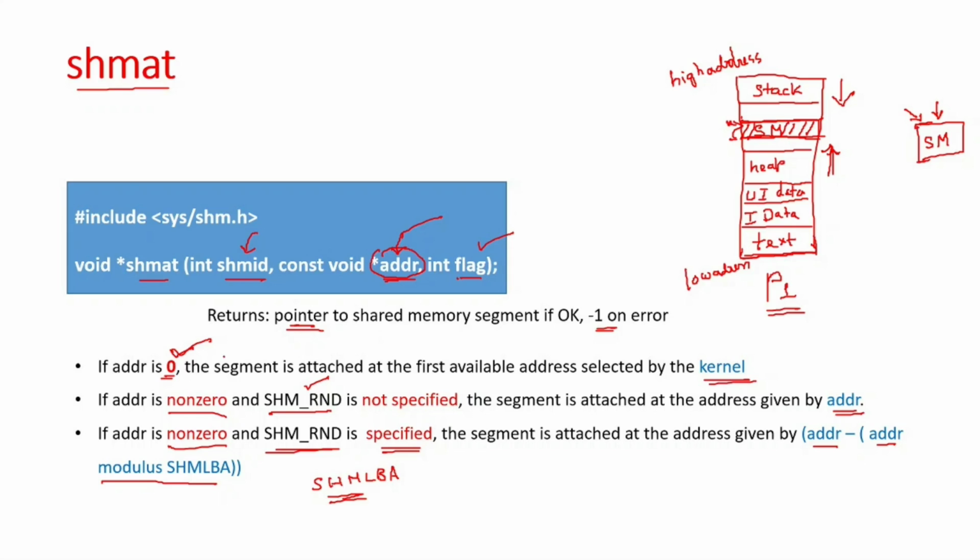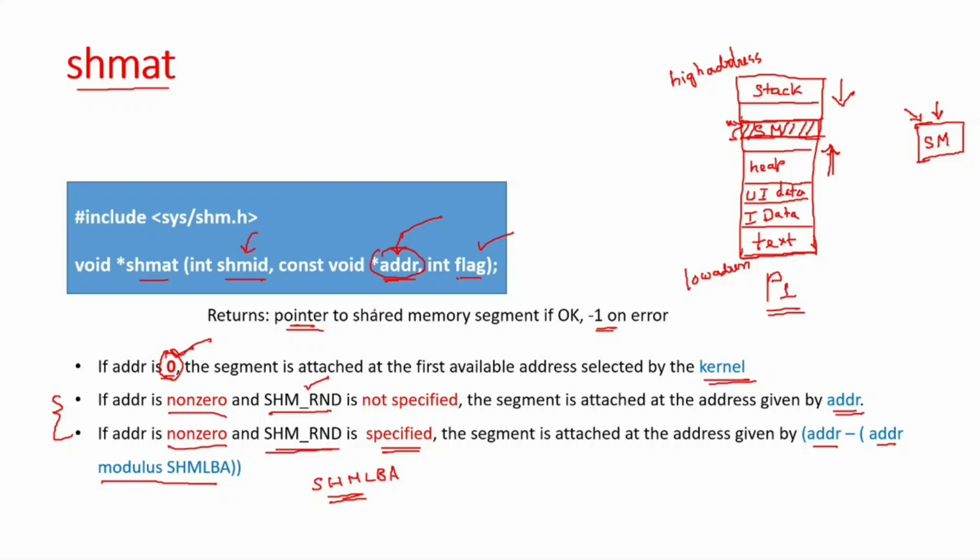And which is recommended? Of course, the first one. Unless we plan to run the application only on a single type of hardware, which is highly unlikely in today's scenario, we should not specify the address where the segment is to be attached. So these two shouldn't be specified unless we want to run it on a single type of hardware, which is not the case. So this is always the recommended one. The value returned by SHM-AT is the address at which the segment is attached, and -1 is returned on error.